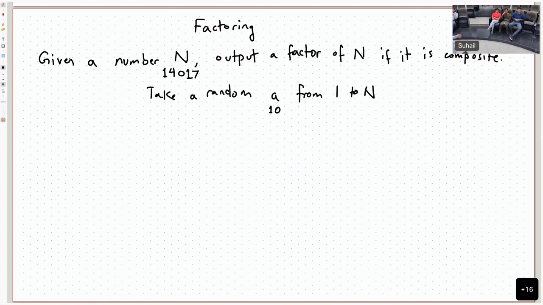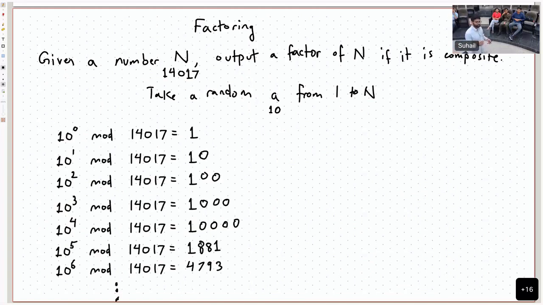There's an approach to this where you take a random number from 1 to n, and you check to make sure it's co-prime. If it's not co-prime, then you already know a factor. If it's co-prime, you start taking the powers of that number modulo the number you want to factor. So in this case, you have 10 to the 0 mod 14,017 is 1, and you continue this list. You keep on getting different numbers, but you can't keep on getting different numbers forever. There are only 14,017 possible numbers modulo 14,017. So at some point, this has to repeat.